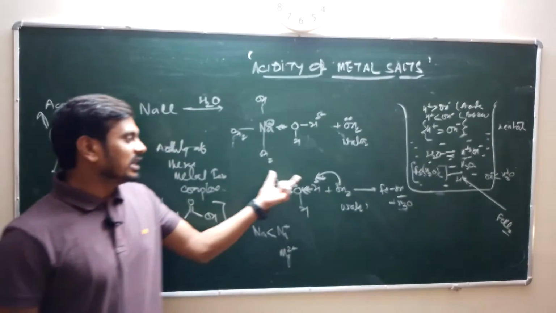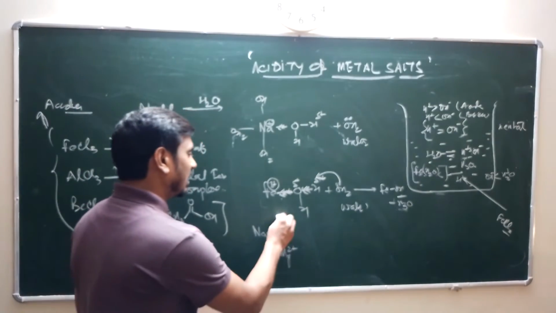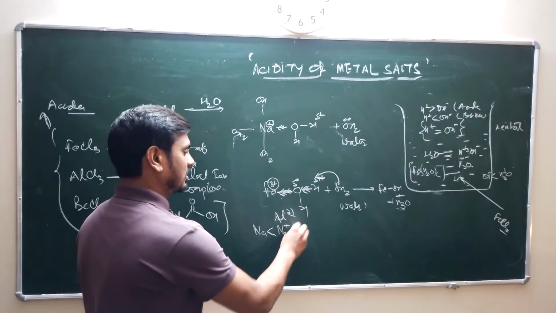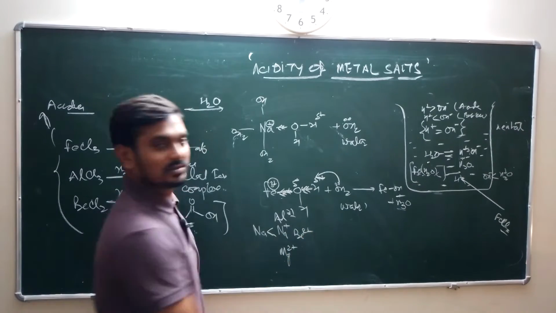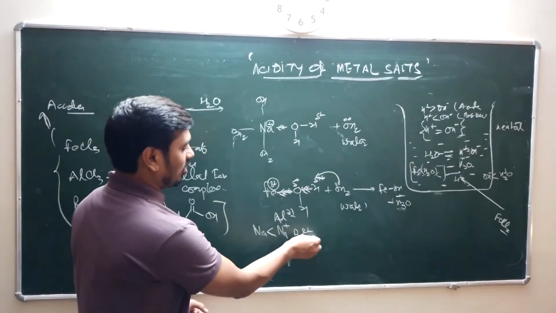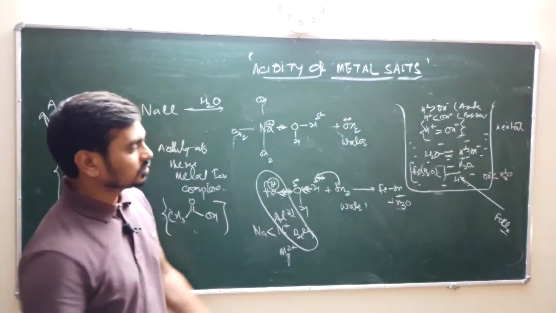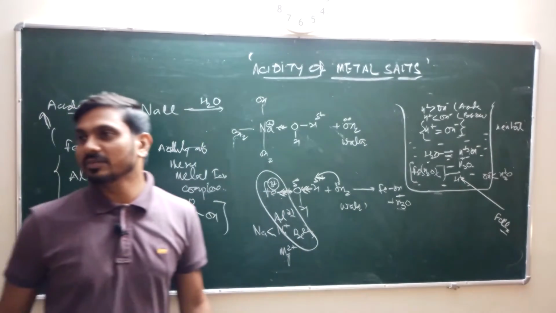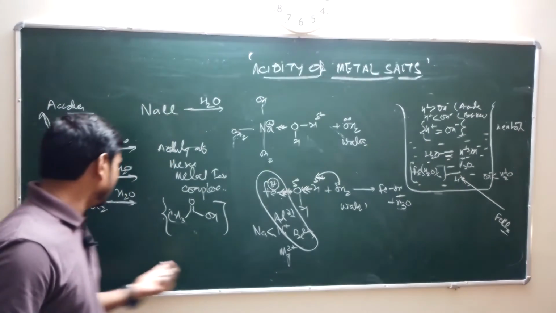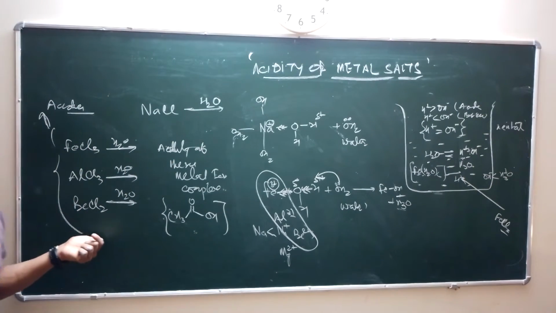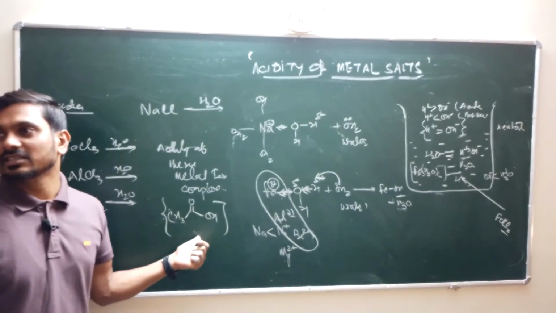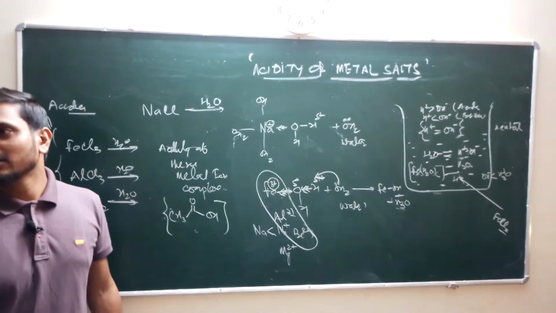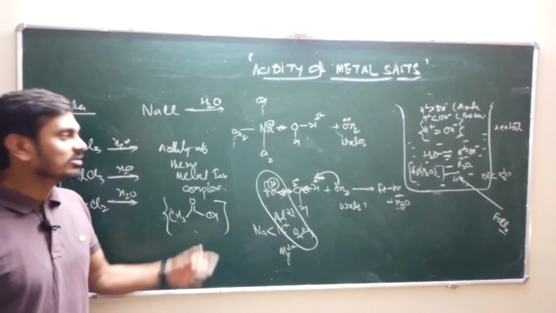Okay. So in this case, if it is aluminum 3 plus or barium 2 plus, if these metals are involved, then this process is quite easier. That's why these three ions that I noted here are acidic, to the extent of what we call acetic acid. Alright, that's why these metal ions.